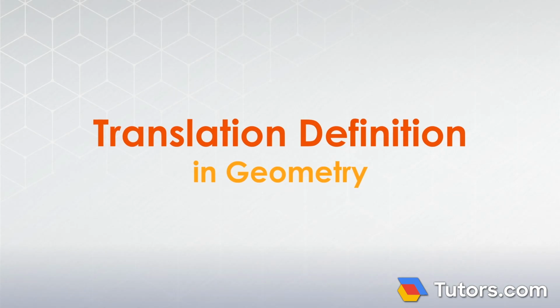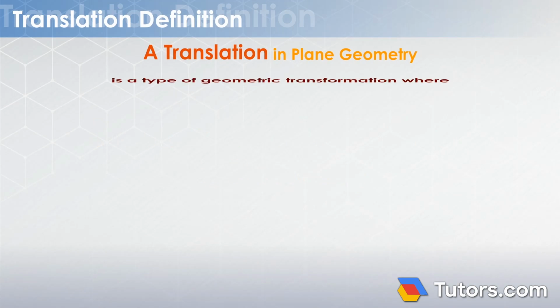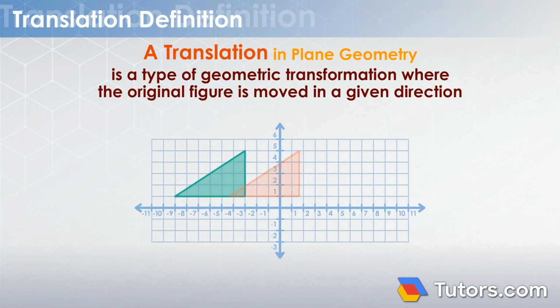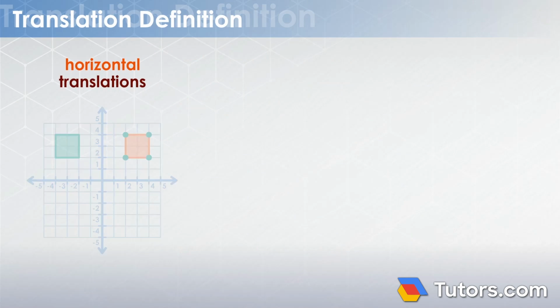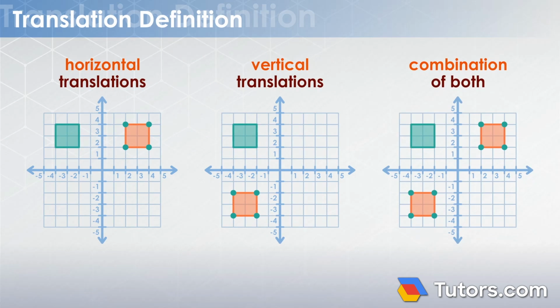Translation definition in geometry. A translation in plane geometry is a type of geometric transformation where the original figure is moved in a given direction to new coordinates on the grid. In geometry, there are horizontal translations, vertical translations, or a combination of both.